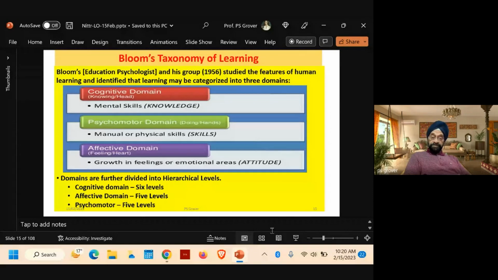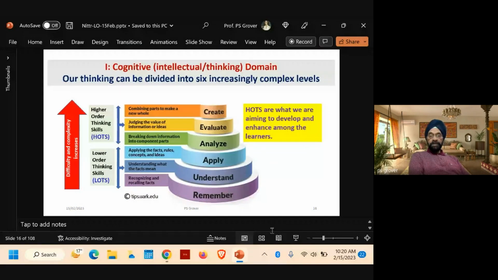Then the domains are further divided into hierarchical levels: the cognitive domain consists of 6 levels, the affective domain 5 levels, and the psychomotor domain also 5 levels. Let us first focus on the cognitive domain. The reason I am discussing it with you is that I'm going to use the cognitive domain and other domain levels to formulate the course outcomes and program outcomes.